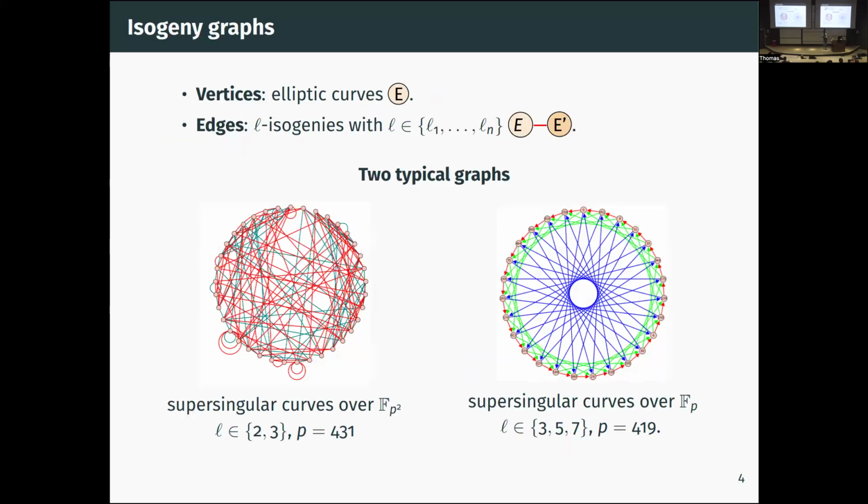When I say isogeny graph, I really mean a graph in a graph theoretical sense. So we have vertices and edges. In this case, the vertices represent elliptic curves, and the edges represent isogenies between these elliptic curves. Depending on the setup that we wish to have, we fix some small primes, L1 up to Ln, for which we can compute isogenies efficiently because they are small.